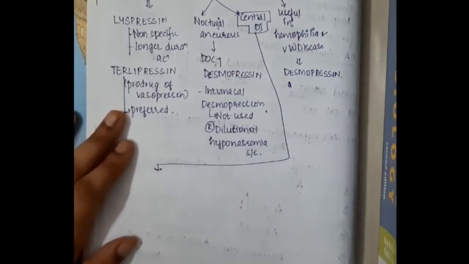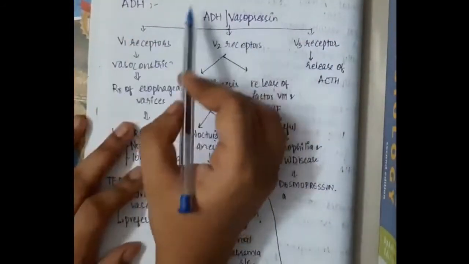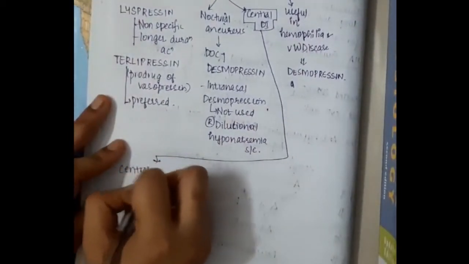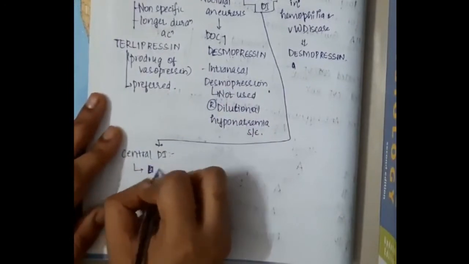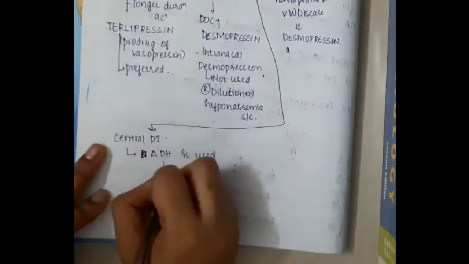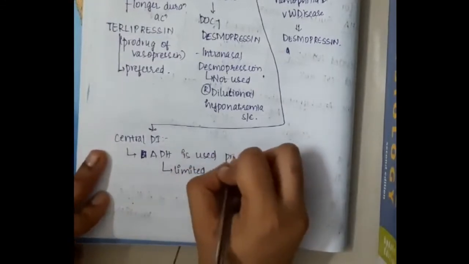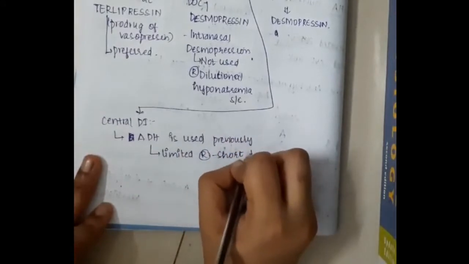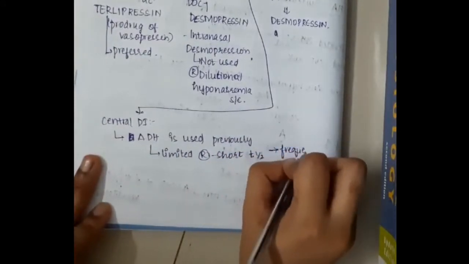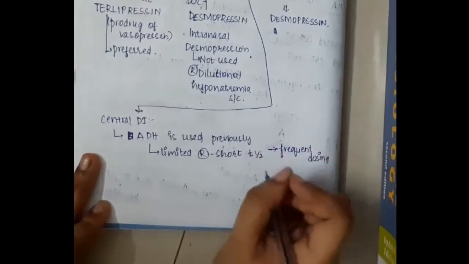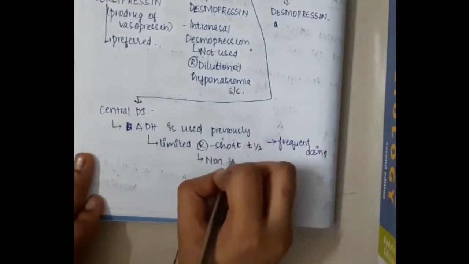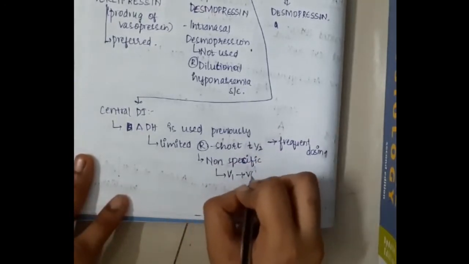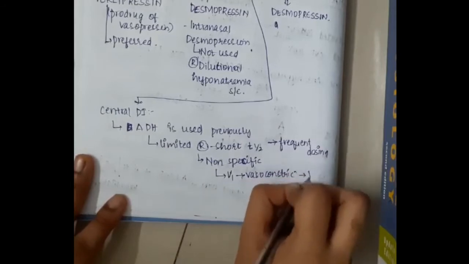As I have said, it also acts through V2 receptors. It causes antidiuresis, and thus it is used in central diabetes insipidus. So first we will learn some important points of how ADH is used in central diabetes insipidus. ADH was used previously in central diabetes insipidus, but it is not used now because of the following limitations. Because it has a shorter half-life, repeated frequent dosing is necessary.